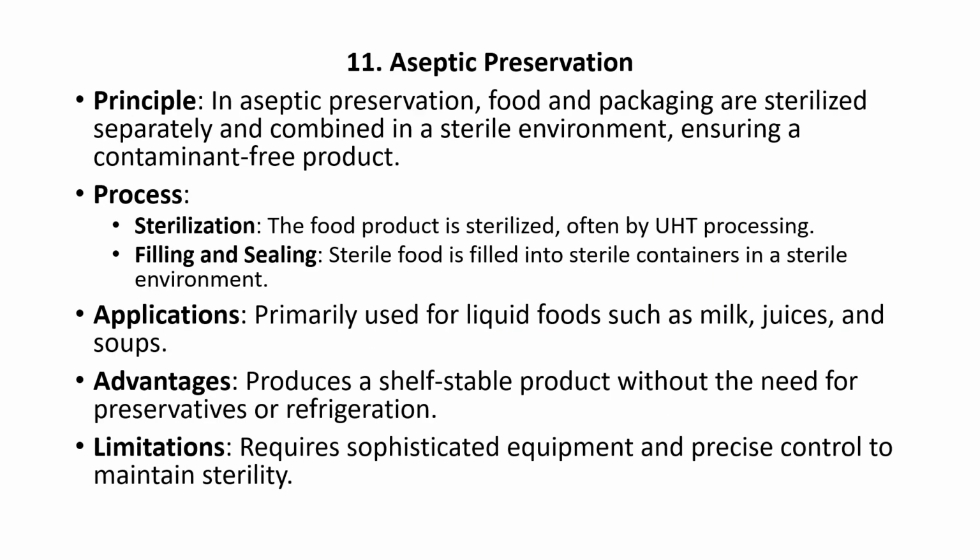Next one is aseptic preservation, and the principle for aseptic preservation is that the food and packaging are sterilized separately and combined in a sterile environment, ensuring a contaminant-free product. The process involves sterilization and filling and sealing. Okay, sterilization: the food product is sterilized, often by UHT processing, and then sterile food is filled into sterile containers in a sterile environment. Okay.